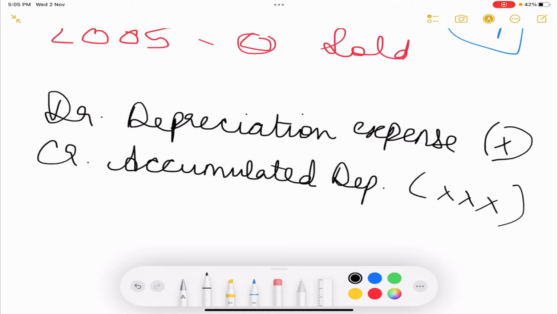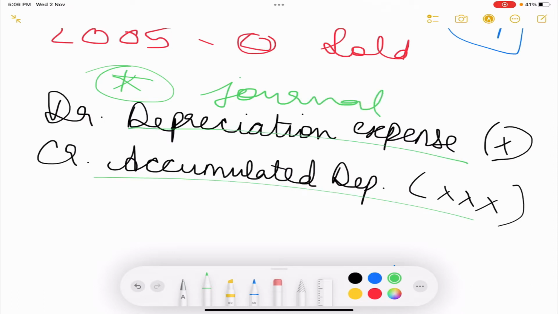So this journal entry you need to always remember. You know that depreciation is a loss, and you know that losses are always debited. So depreciation expense, not a loss but it is an expense. So loss and expense have the same rule. All expenses and losses are debited. So depreciation expense account gets debited and accumulated depreciation account gets credited. So just remember this formula or the journal entry well, which is depreciation expense account debit, accumulated depreciation account credit.